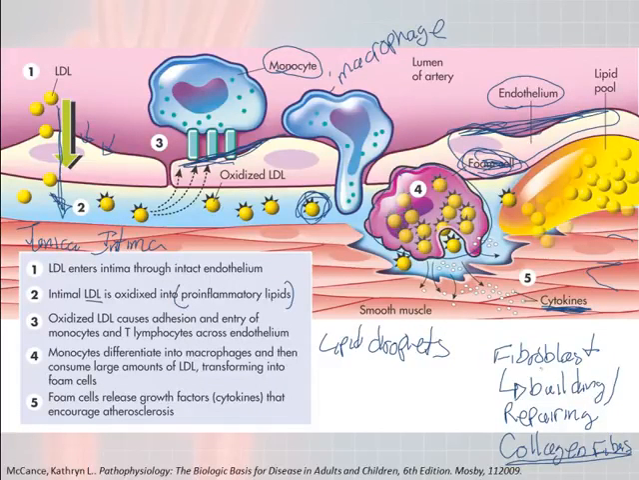So, the cytokines that are released from the foam cell, here's your foam cell, cause the smooth muscle cells to start dividing, and the cytokines also call fibroblasts to come to this area right here and start repairing and building collagen fiber over the top of all of this damaged area right here.